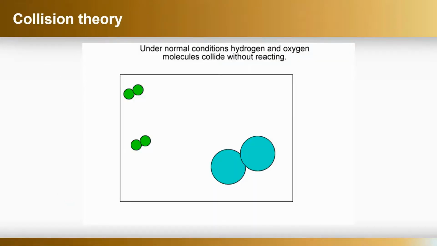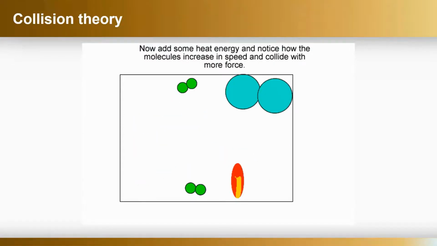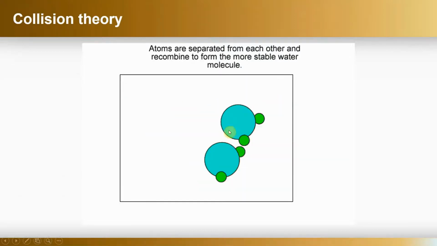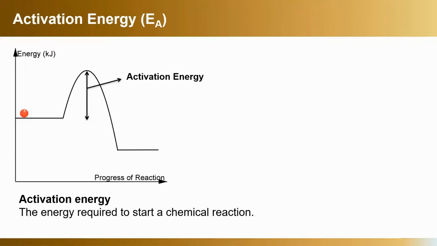Just a simple introduction on collision theory. For any chemical reaction, the molecules will collide with each other, but there will be a certain amount of heat that is required. Under normal conditions, there will be no chemical reaction, but if heat is applied, then it will attain a certain amount of energy, then the chemical reaction will occur.